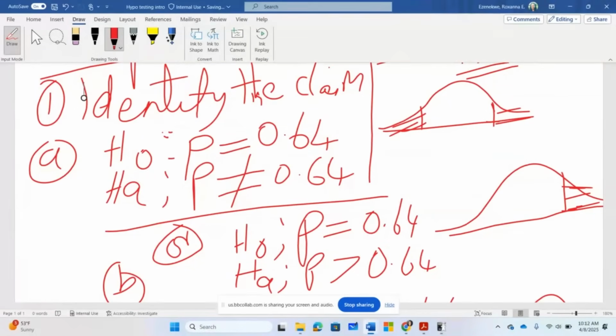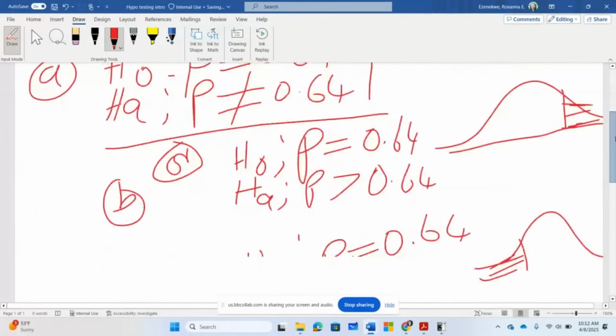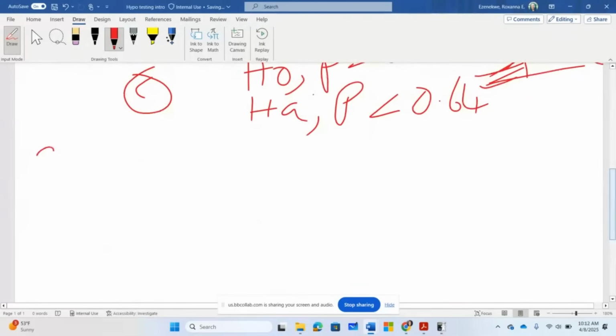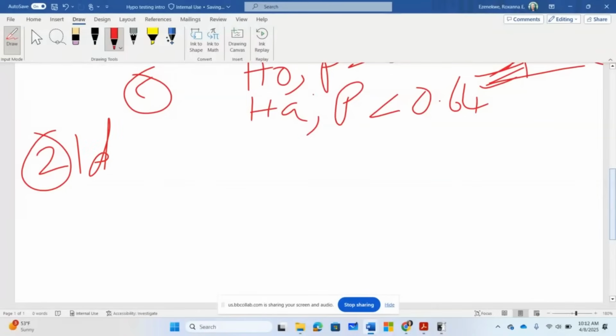Okay, so step 2. So I'm writing these steps because they are very important. You must know the steps. All right, so we are done with step 1. Step 2 of hypothesis testing: you have identified the claim. The next thing is, what is the alpha? So identify alpha.